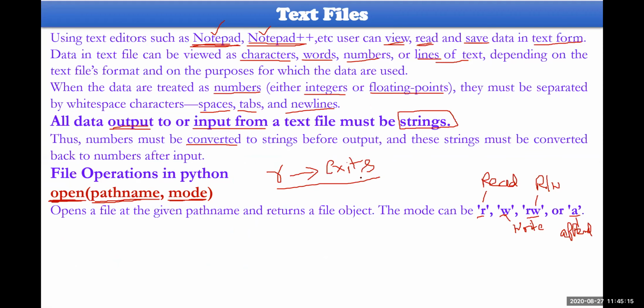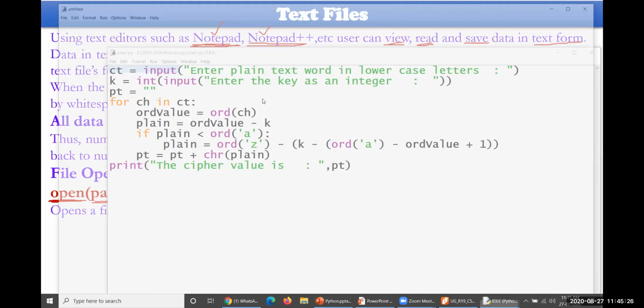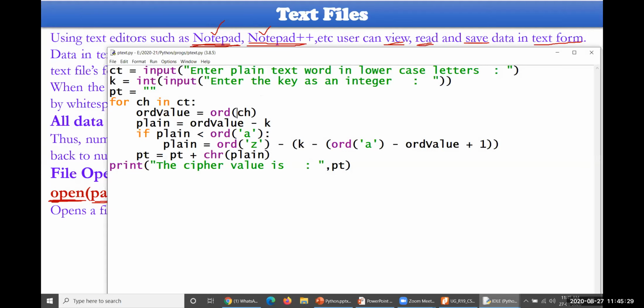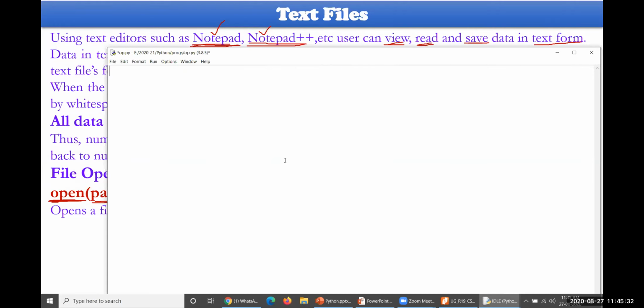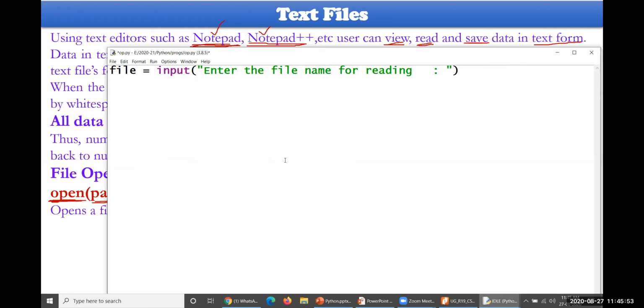Let me show you for a while, by using a particular program. Let me save it as a file, save as open.py. Let me eliminate everything here. So file is equal to input, 'enter the file name for reading'. Whatever file name you are interested in, you can enter it. After taking that, you operate on this particular thing here. So file is equal to open.